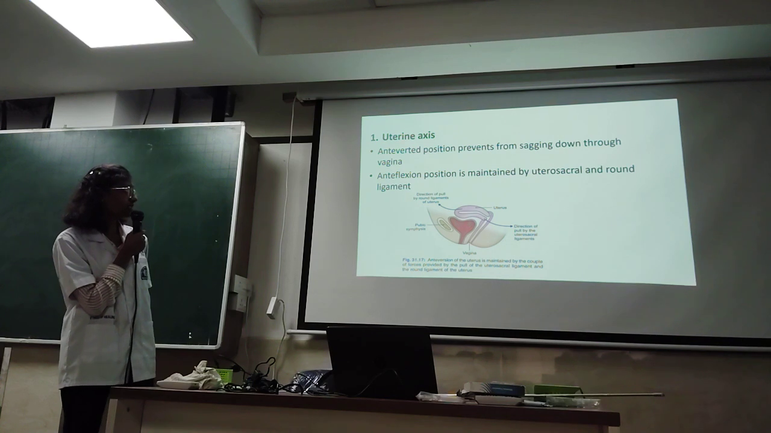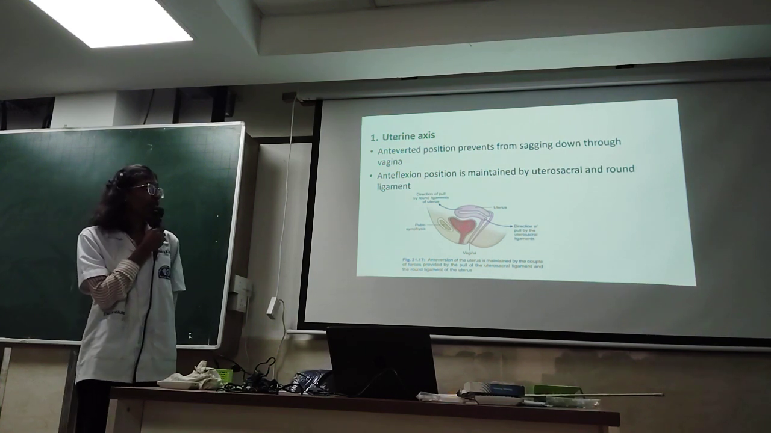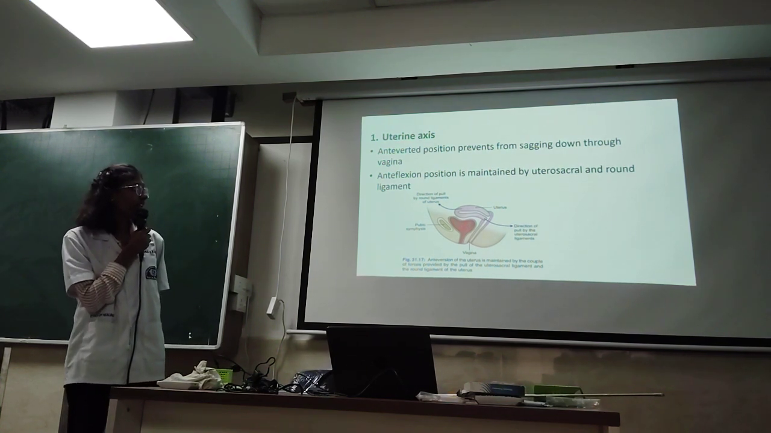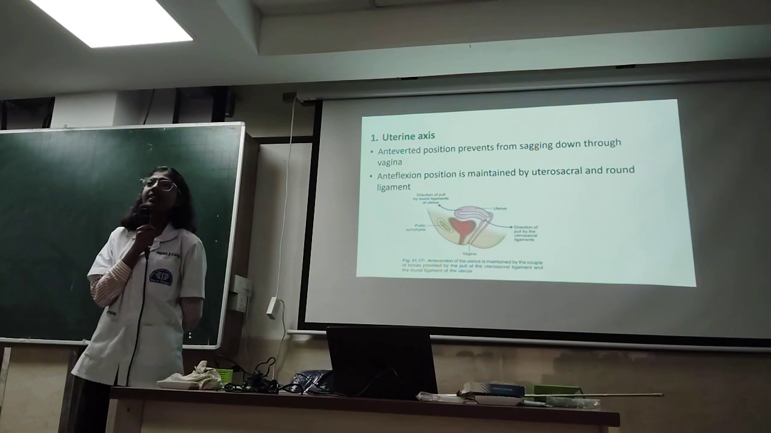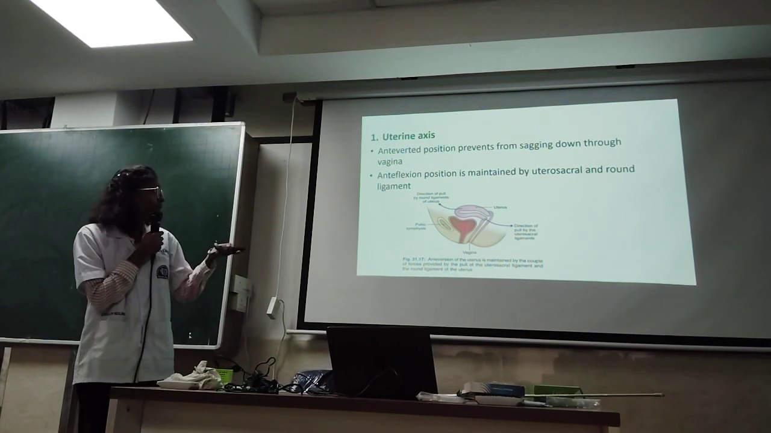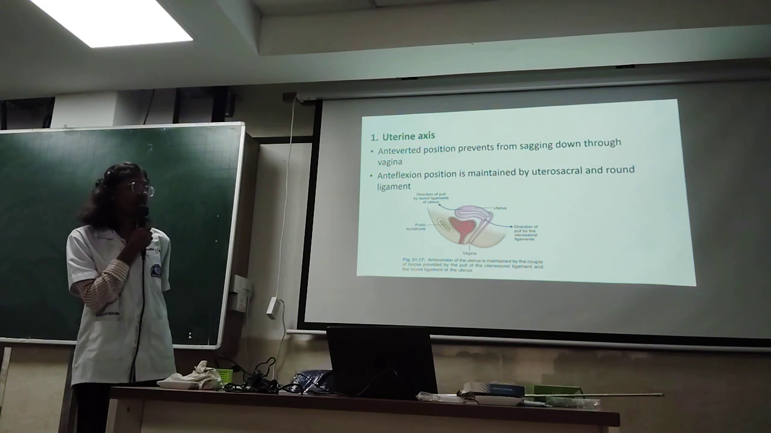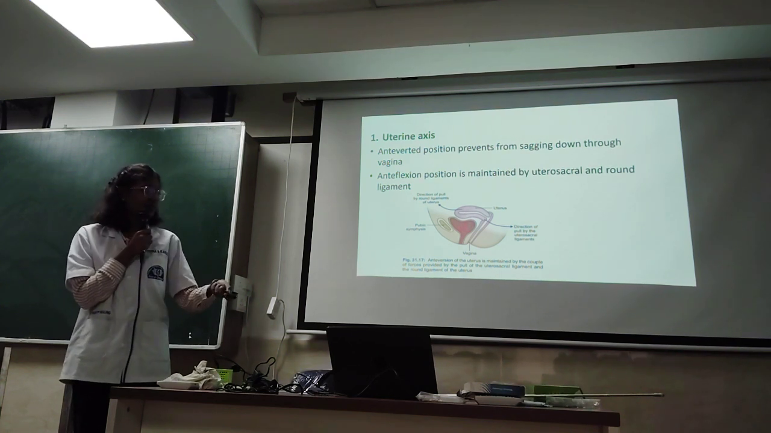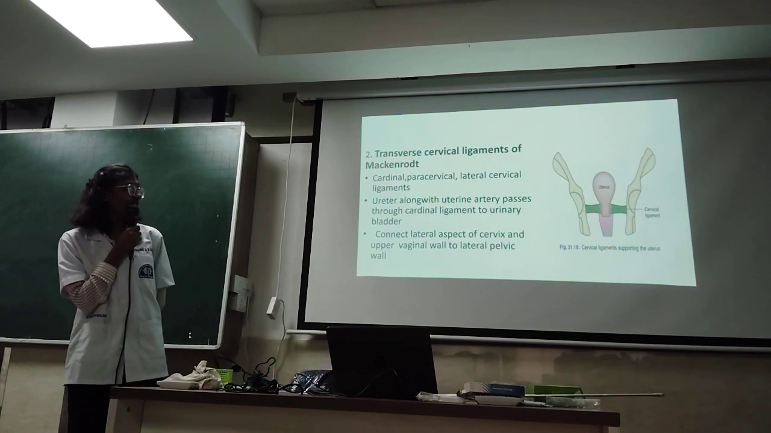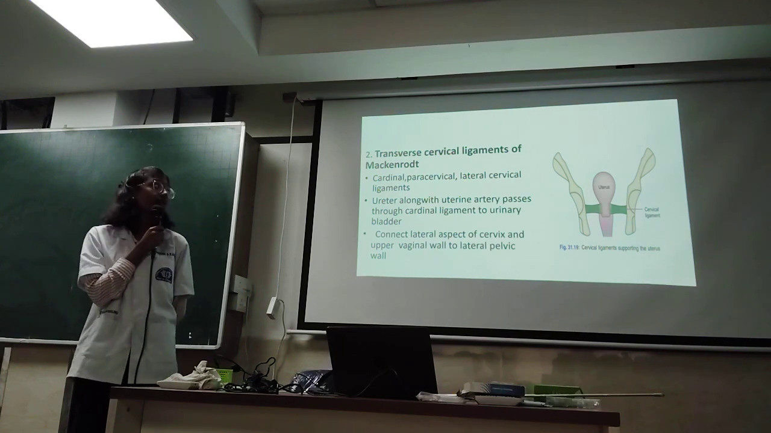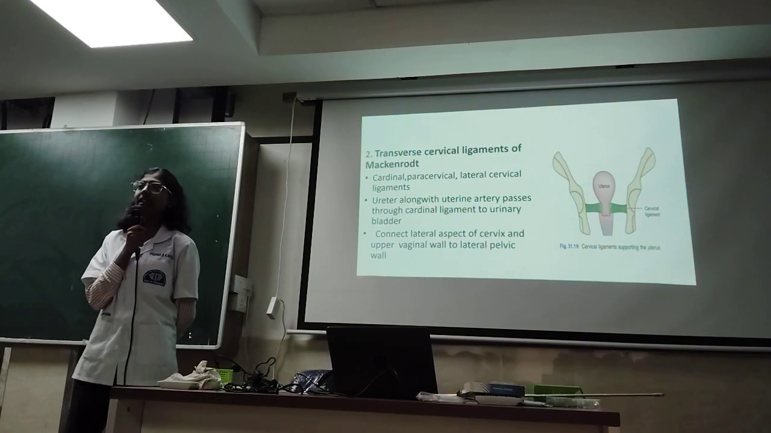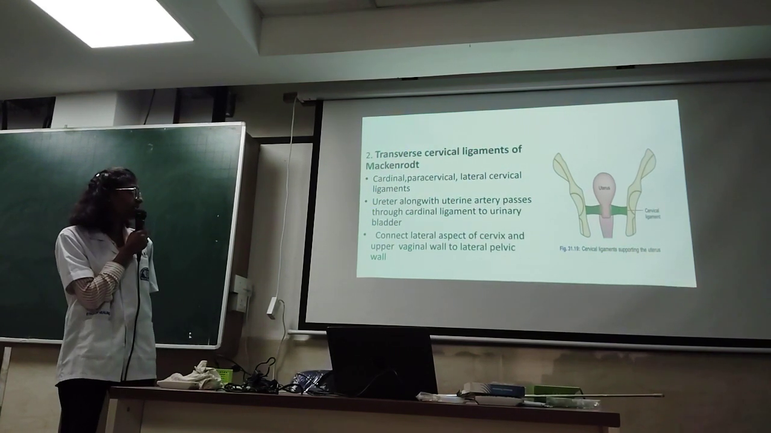First, the uterine axis. The anteverted position of the uterus prevents it from sagging down through the vagina, and this position is maintained by the forward pull of the round ligament on the uterus and the backward pull by the uterosacral ligaments. Next, the transverse cervical ligaments of Mackenrodt, also known as cardinal ligaments, paracervical ligaments, and lateral cervical ligaments.